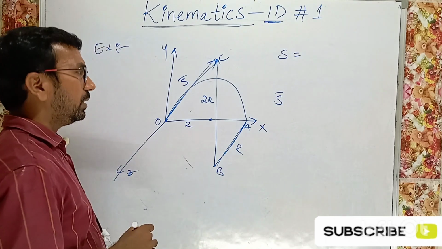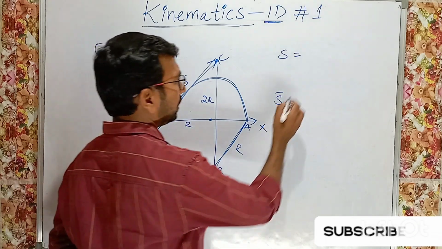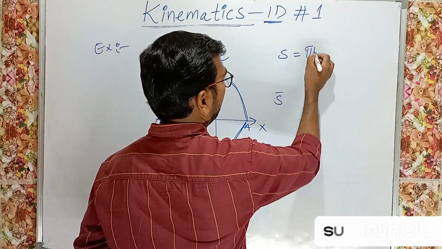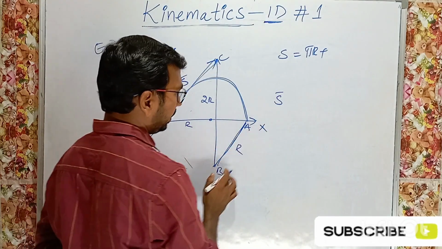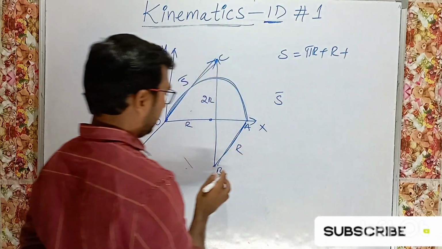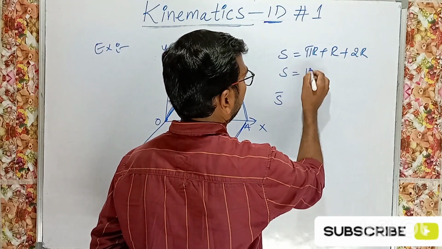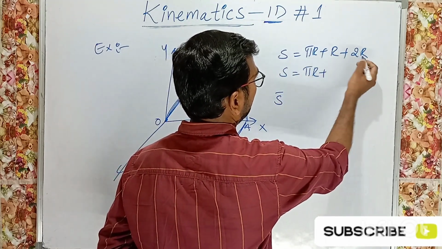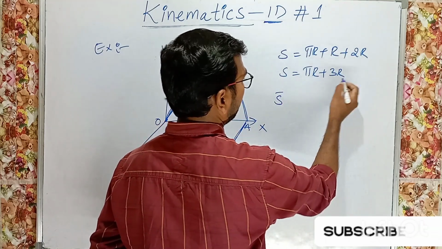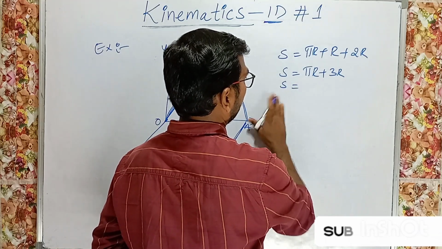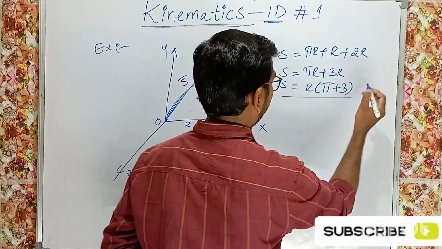The length of the path is called what? Distance. So here O to A is a semicircular path, and the semicircular path distance is pi r. A to B is r, plus B to C is 2r. So here S is equal to pi r plus 2r plus r, which is 3r. So distance is pi r plus 3r. R is common, so it is (pi plus 3) r. So this is the distance.